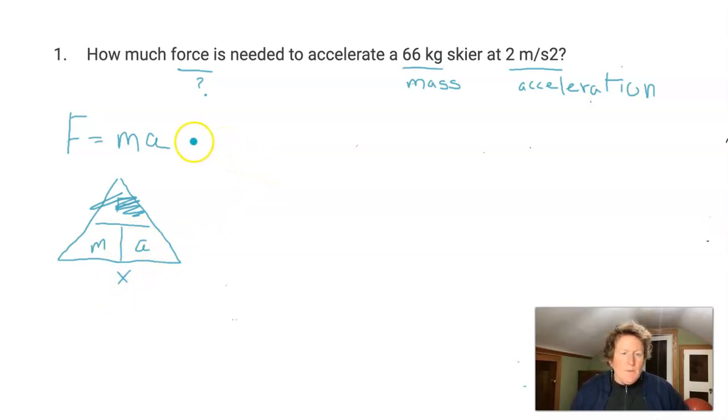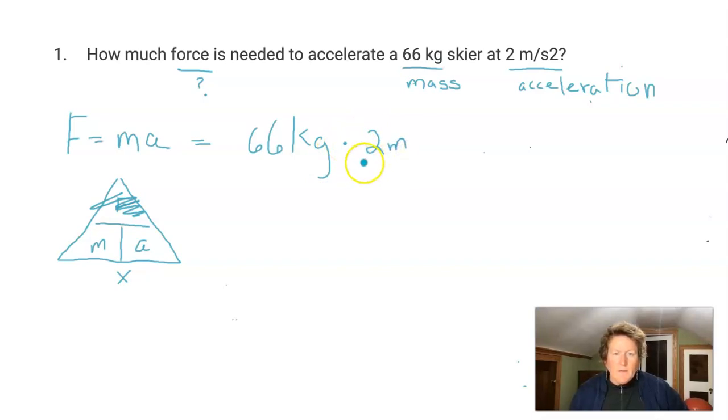So let's set up our equation here. Our mass is 66 kilograms, and make sure you write your units. You need to show your work in order to get any credit. Times 2 meters per second squared.